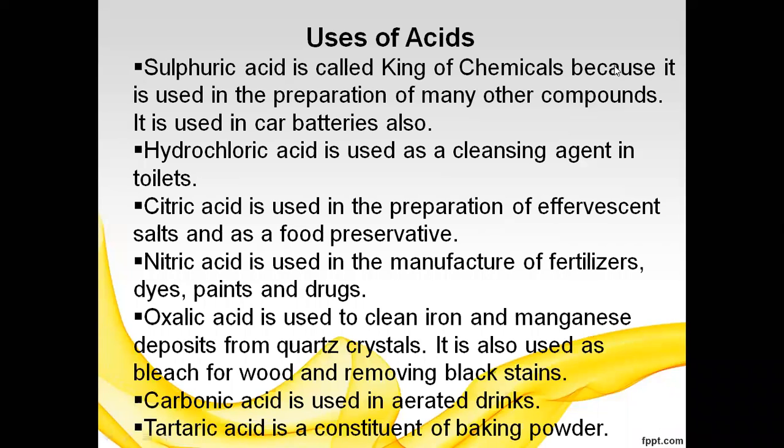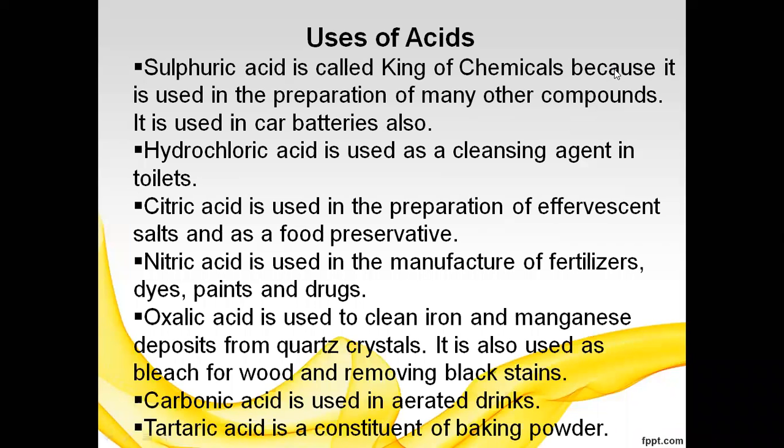Now, let us see the uses of acids. What are the uses of acids? There are 7 uses of acids. The first one is sulfuric acid. Sulfuric acid is used in car batteries. All of you know that car batteries use sulfuric acid.